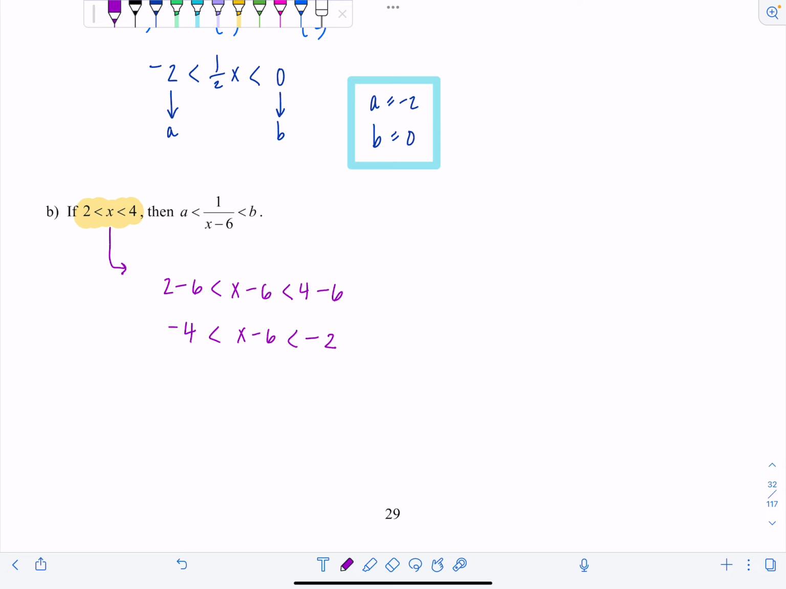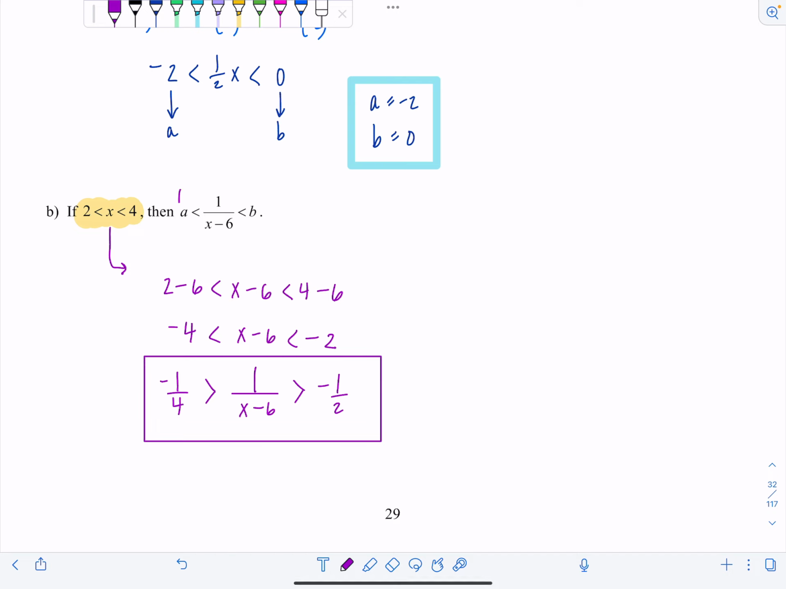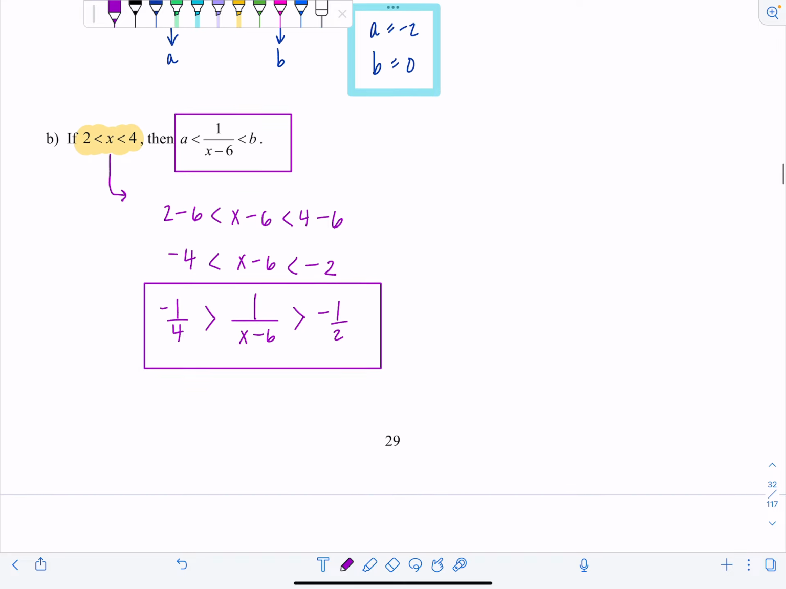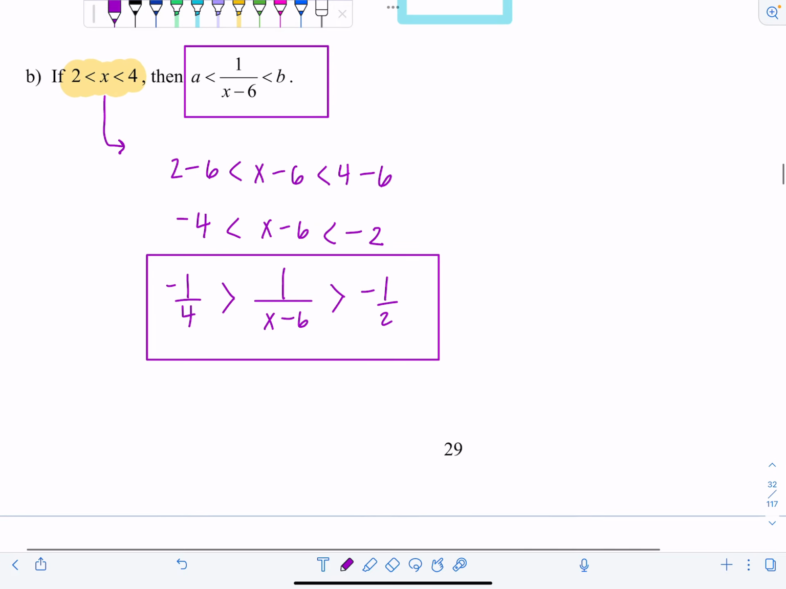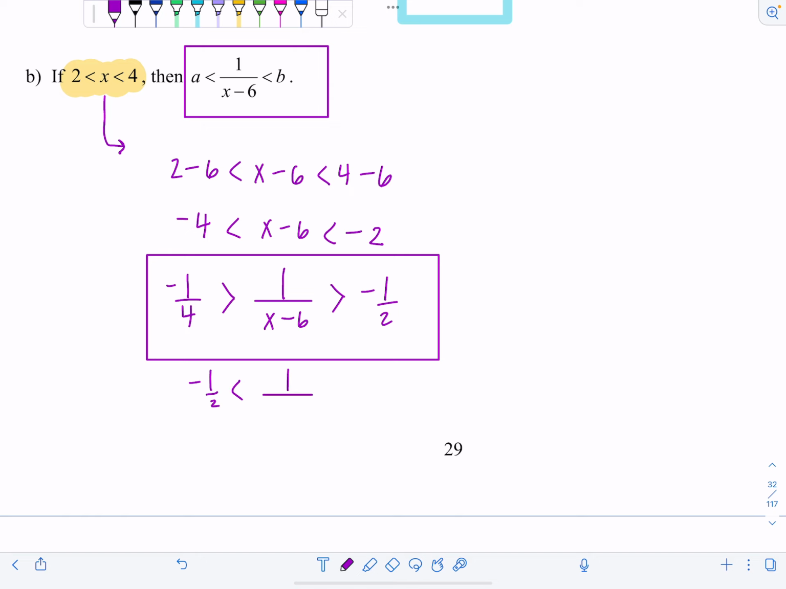Now I'm going to take the reciprocal. So I want 1 over x minus 6, negative 1 over 4, negative 1 over 2. But remember, we have to flip the direction of the inequality when we do that. Bam. So this matches the structure of the inequality that they gave me, but notice since the way I have it written, the inequalities are the other way around. That means A and B are on opposite sides. So if you want to rewrite it, you can. This is the same as negative 1/2 is less than 1 over x minus 6 is less than negative 1/4.